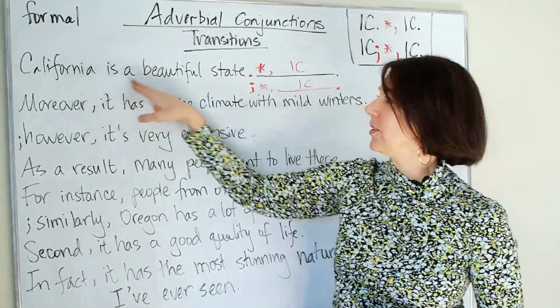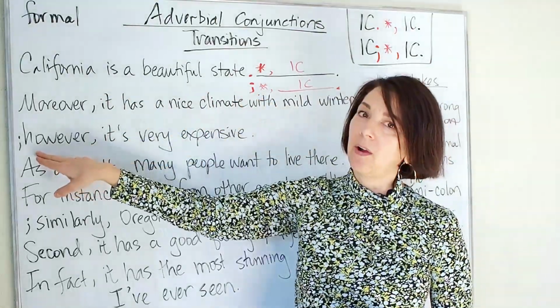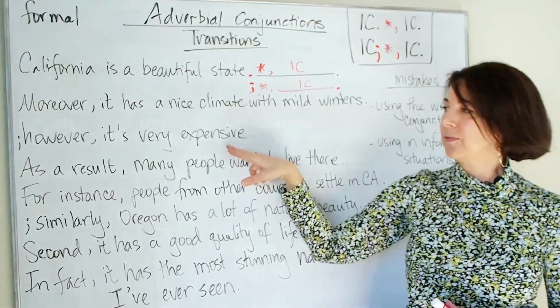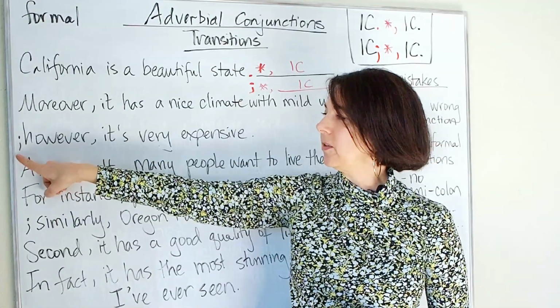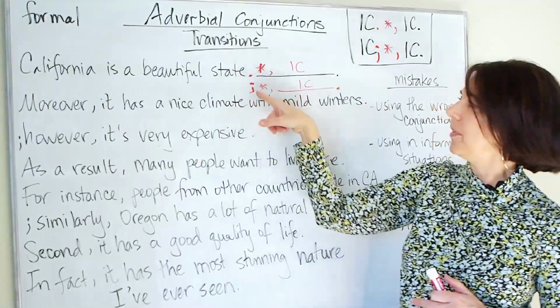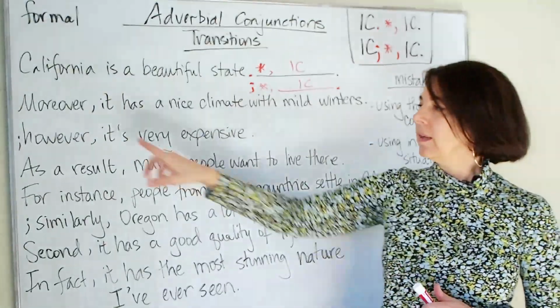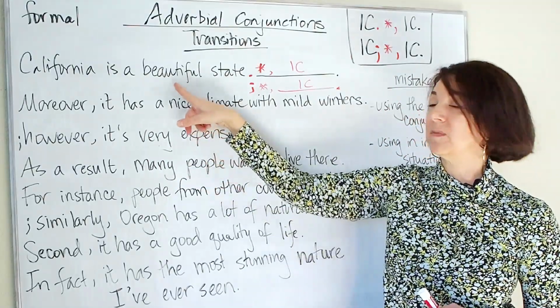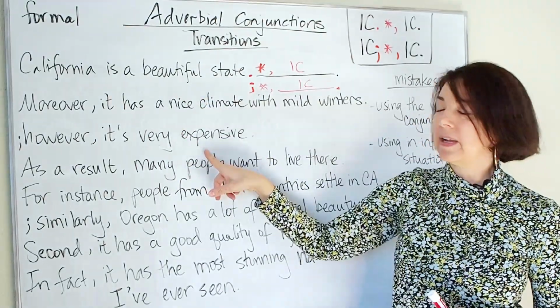Next, California is a beautiful state. However, it's very expensive. So for this one, I decided to use the semicolon, but again, I could do both of them. It doesn't matter. Now here I'm using contrast because I have two different ideas.